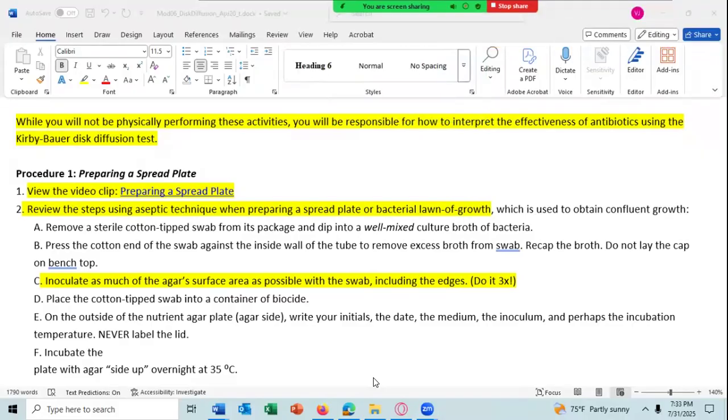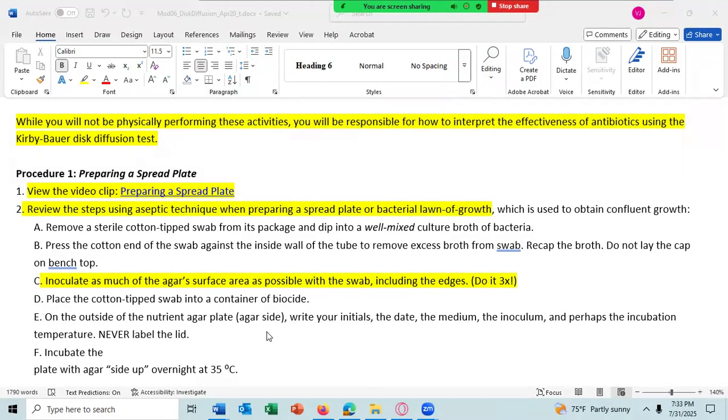And you always swab the plate at least 3 times. Some people say 4 times, but you always swab the plate 3 times with the bacteria. You then let the bacteria sit on the plate for 5 minutes to absorb the liquid from the cotton swab. You label the plate appropriately.